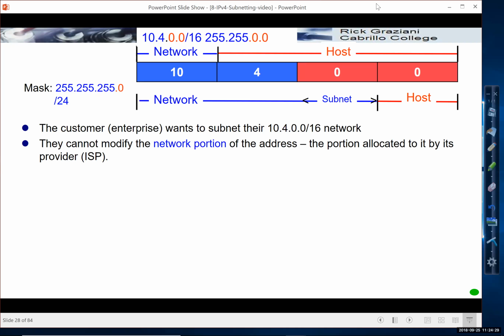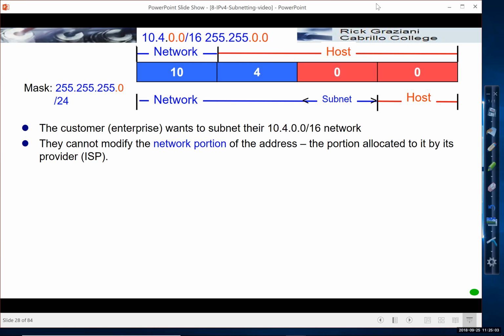So remember our customer from the previous video was allocated the 10.4.0.0/16 network address. Okay. And let's say our customer wants to actually subnet, create its own subnetworks within its organization. Again, it can't touch the network portion, the first 16 bits. That belongs to the ISP, to the provider. So it has to borrow from the host portion to create its own subnets.